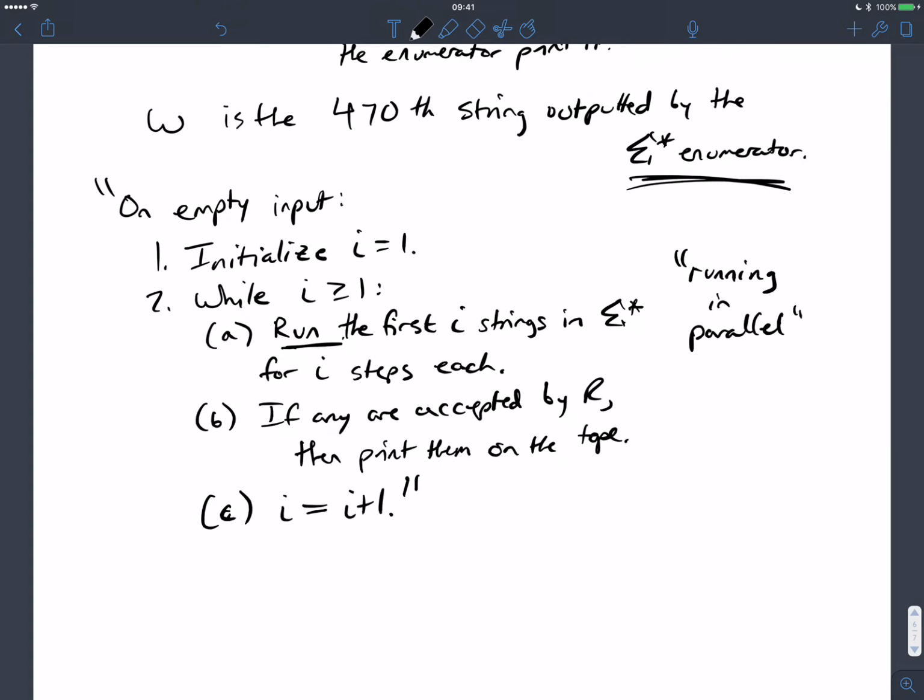Once it's printed, then I will become I plus 1, and then it'll be printed that time. Then it'll be I plus 2 the next time, then it'll be printed there. I plus 3, still printed. I plus 4, still printed. Yeah, it'll be printed an infinite number of times, once it's printed once, because it's always within the first I strings of sigma star. Other questions?